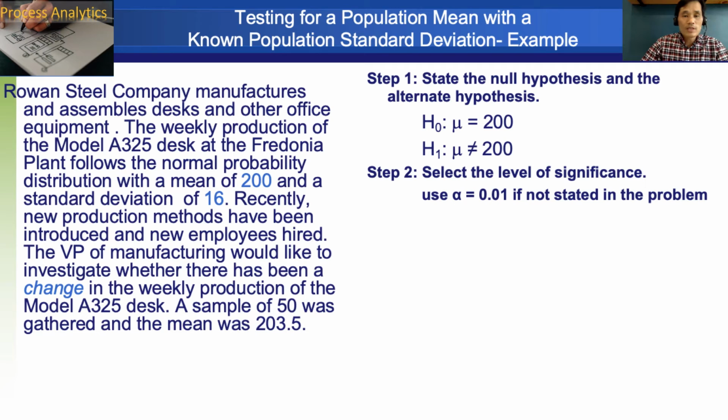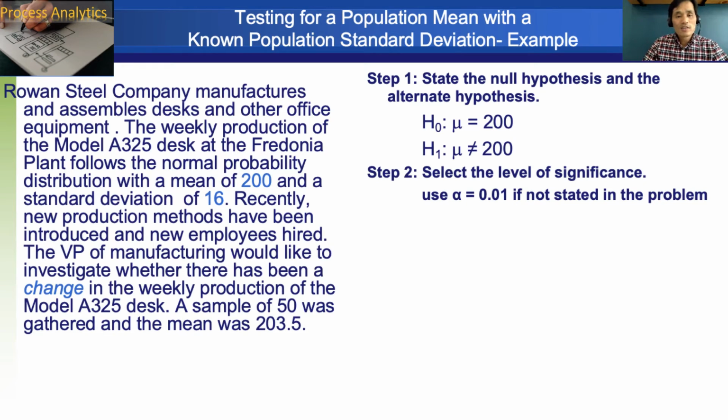So the first step is stating the hypothesis. Our interest is to find whether there was a change in means after adopting this new process. Therefore, the null hypothesis is mu is 200, meaning that there was no change. And the alternative hypothesis is mu does not equal 200. So it implies that there was a change, whether it's positive or negative.